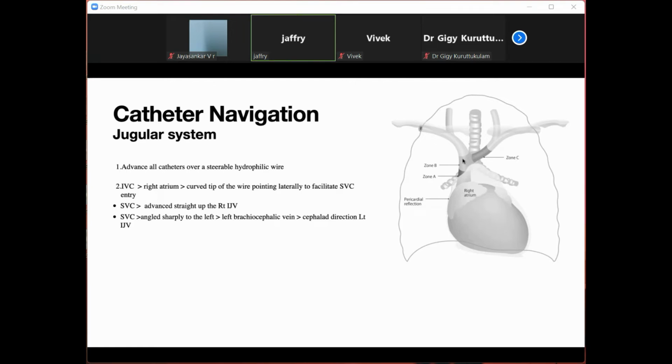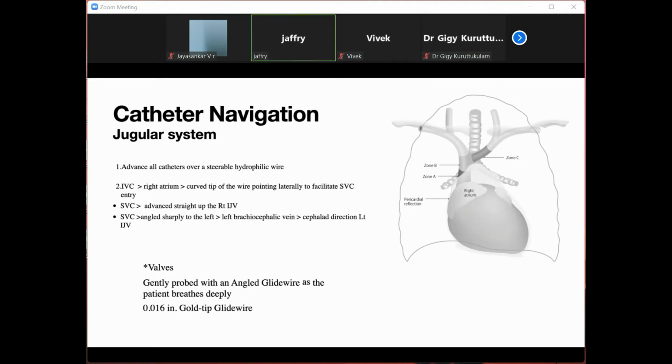Then once we advance into the superior vena cava, we go straight up for the right IJV, or we have to make a sharp angle towards the left side for the left brachiocephalic vein, then to the left IJV. This point is important because of the anatomical variation in access to the right IJV versus the left IJV.